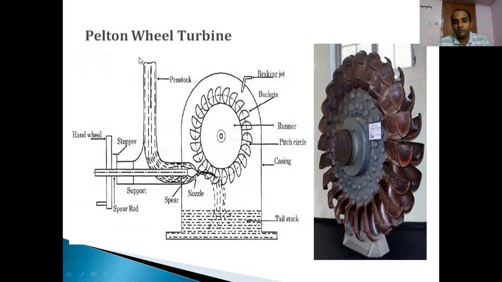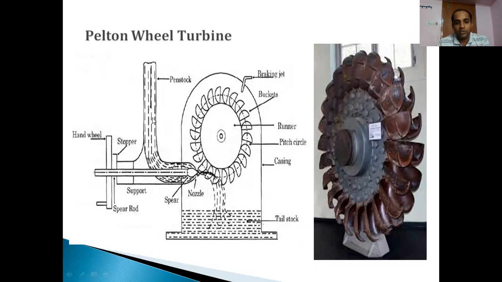The water which is taken from the dam is taken through a pipe known as a penstock. The penstock is connected and passed to the turbine parts. So in the Pelton wheel, the different parts you can see here are these hemispherical shaped buckets. We call them buckets. These buckets are mounted on a circular wheel. We call it a runner.